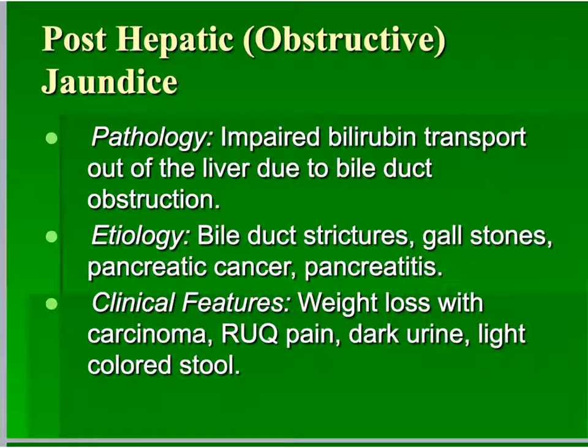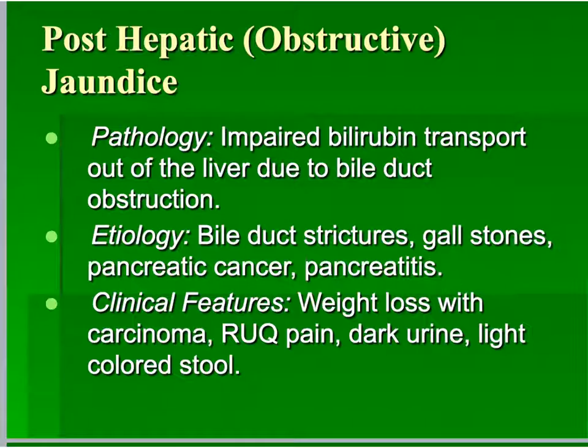But when you have post-hepatic jaundice, obstructive jaundice, then the impaired bilirubin transport out of the liver is compromised. These patients have bile duct strictures, gallstones, pancreatic cancer, pancreatitis, all of which obstruct bile flow out of the liver. These patients have weight loss with carcinoma, especially if they have pancreatic cancer. They have right upper quadrant pain, dark urine, light colored stool.